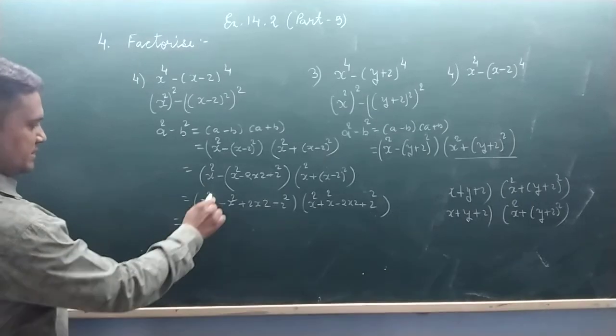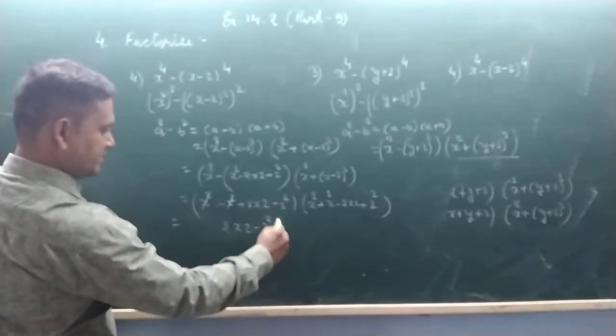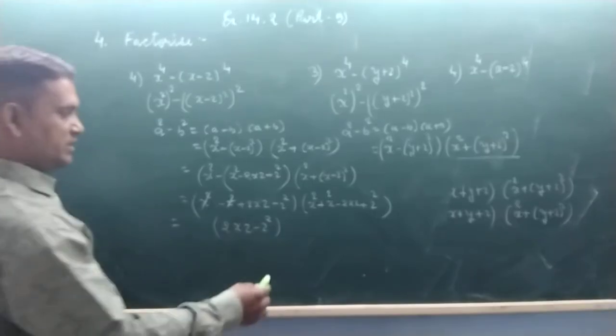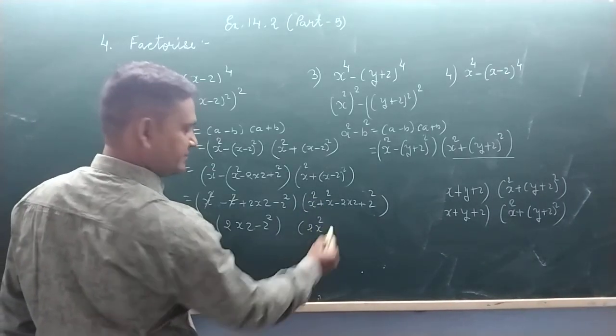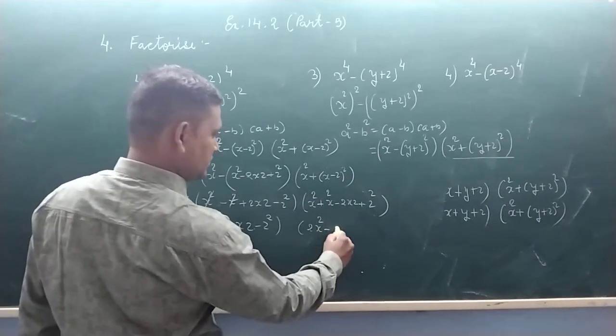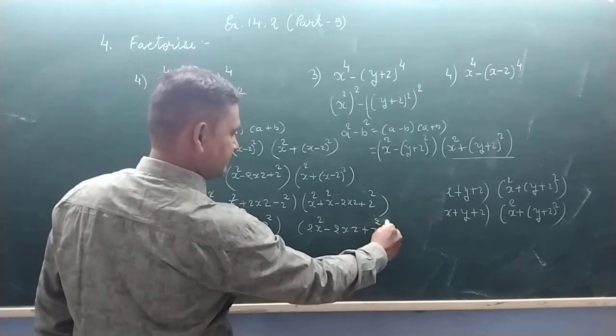Now students here you can see plus x square, minus x square cut. Now here 2xz minus z square. This is part 1. Here students x square plus x square, so it becomes 2x square. Okay. Now minus 2xz plus z square.